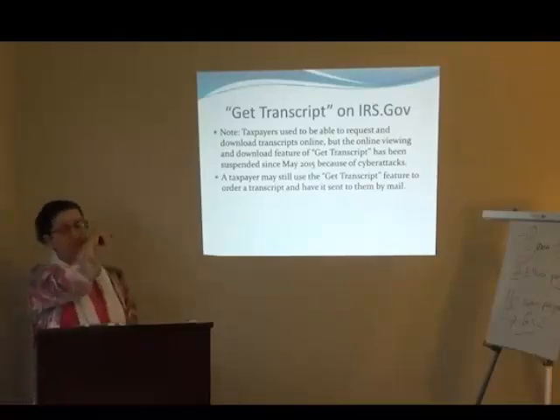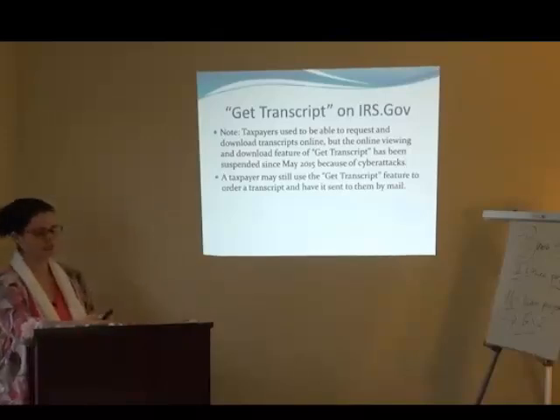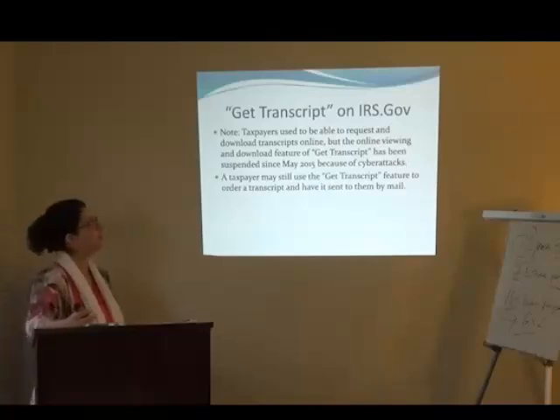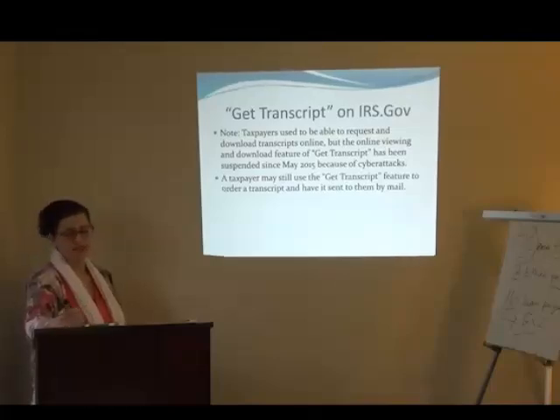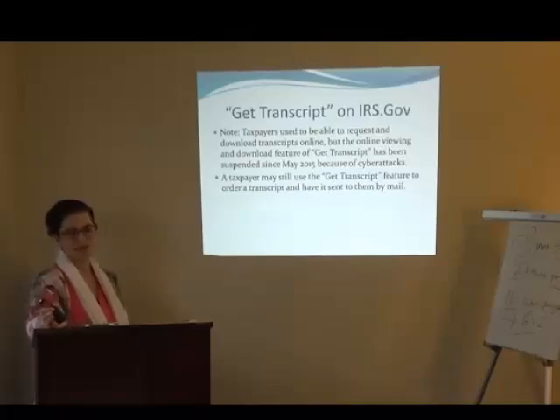Get Transcript was severely compromised. The IRS pulled it off in May 2015, so it was only active for about a year. And in that year, hundreds and hundreds of thousands of taxpayers' private information was released to scammers. A taxpayer may still use it; the button is still there. You can still use the Get Transcript feature, and what they do is you order the transcript and the IRS will send it to you by snail mail. So it's basically the same as using a transcript request, although you can just do it online if you wish.